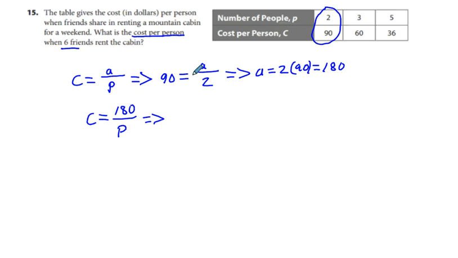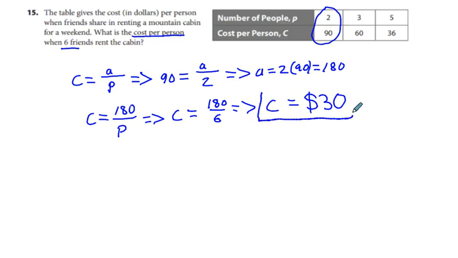And so now we are asked the question, if we have 6 friends sharing the cabin, we're going to have our average cost per person, C equals 180 divided by 6. And that would be, our average cost per person is going to be $30. Yeah, that's more unambiguous. So equals $30. It really makes sense. And you notice in the table, all the input and output values multiplied together will equal our constant variation, 180.